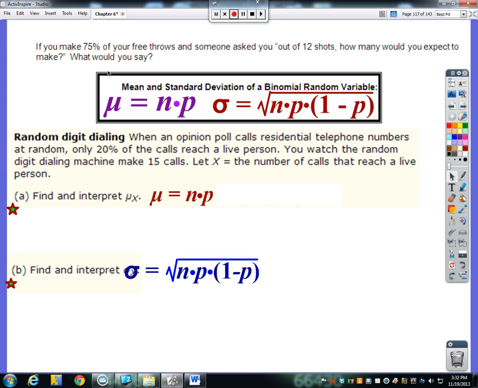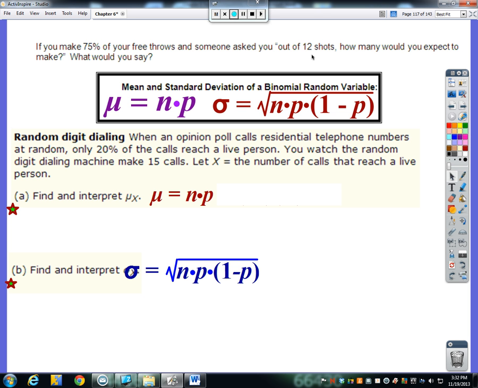So the one example we're going to look at here, to begin, says if you make 75% of your free throws and someone asks you, well, out of 12 shots, how many would you expect to make? Well, I would expect to make 75% of my 12 shots, right? So 75% of 12 shots would be 9. I would expect to make 9 shots out of my 12 if I'm a 75% free throw shooter. Well, the 9 shots that I would expect to make, that's my mean.